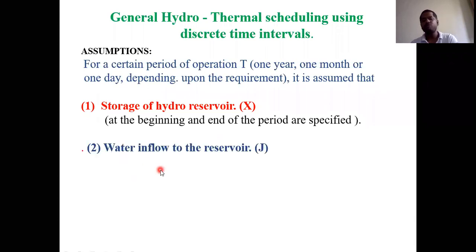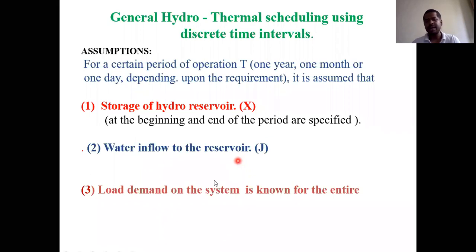The next one is water inflow to the reservoir. How much water is coming into the reservoir? That is the J value, and the J value is also a known quantity. And the next one is that the load demand on the system is known for the entire period. For example, if you assume a one week time period, then you must know the total load present on the system. So these three are our assumptions.